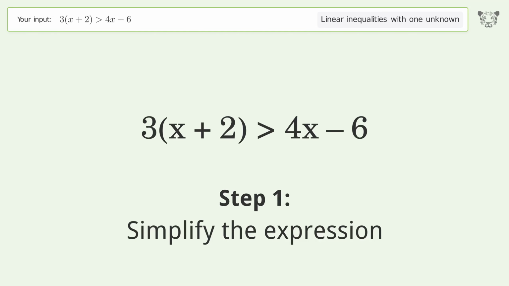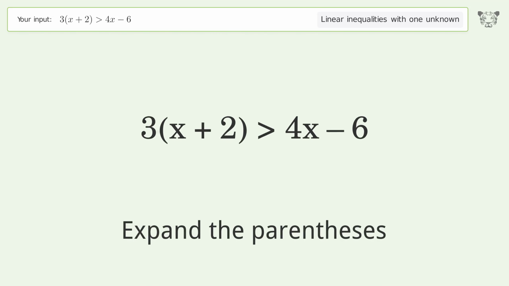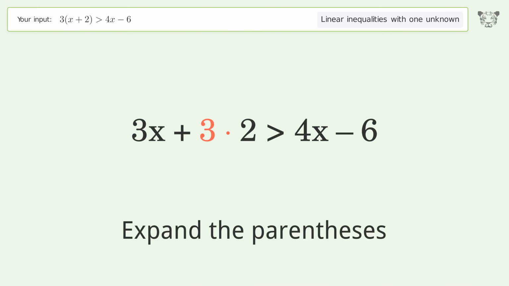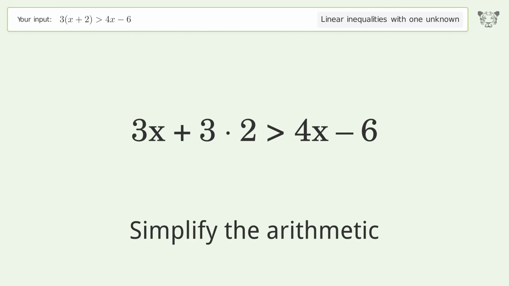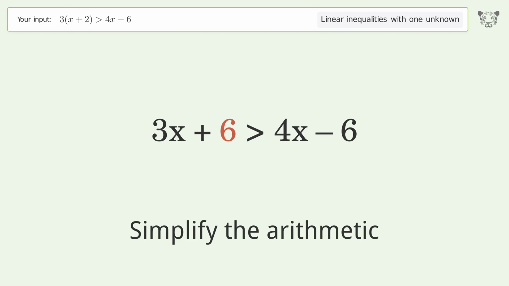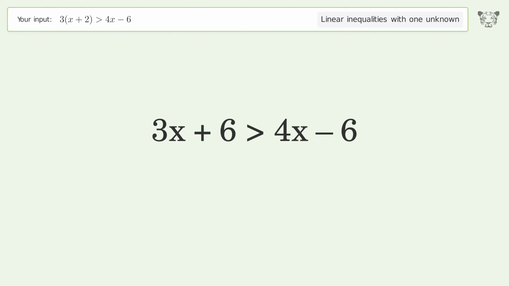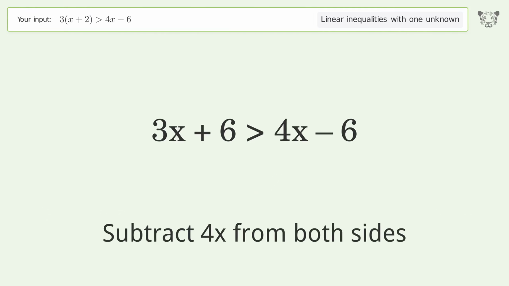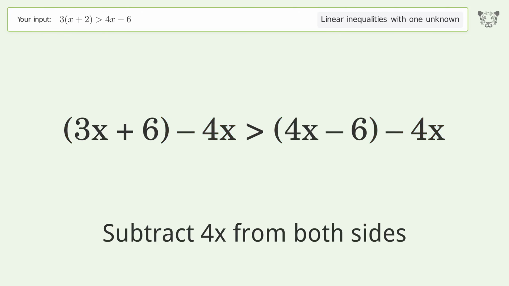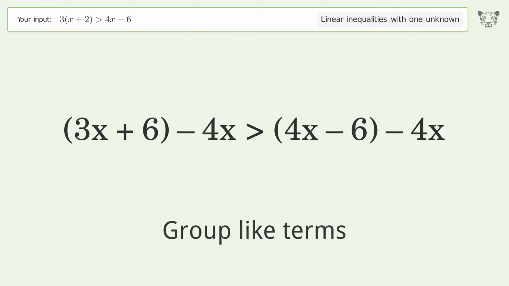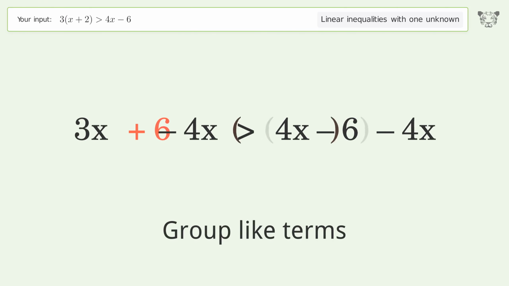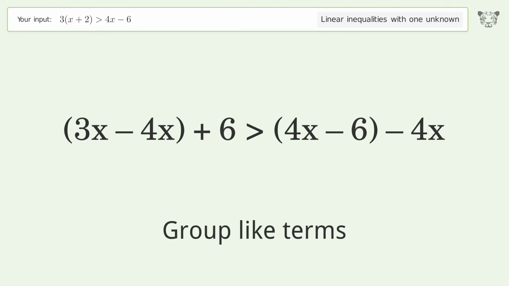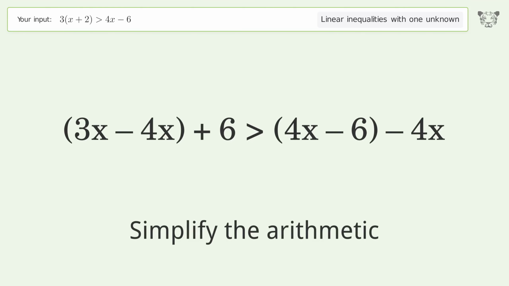Simplify the expression. Expand the parentheses. Simplify the arithmetic. Group all x terms on the left side of the inequality. Subtract 4x from both sides. Group like terms. Simplify the arithmetic.